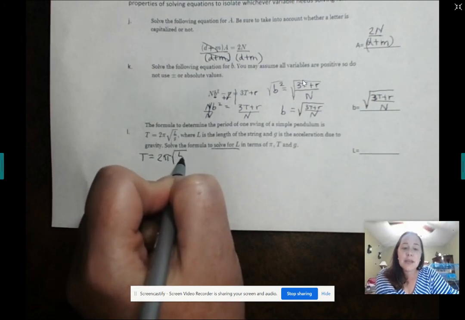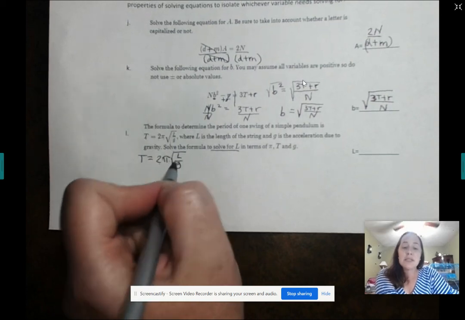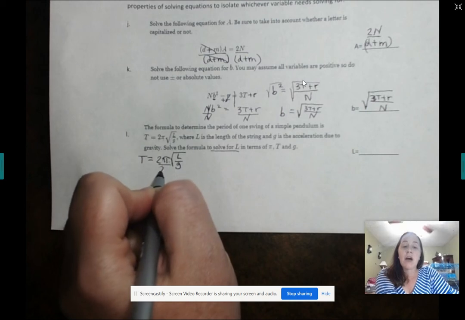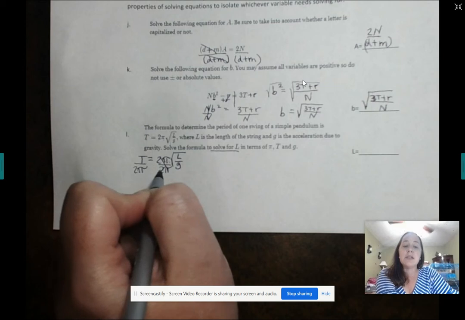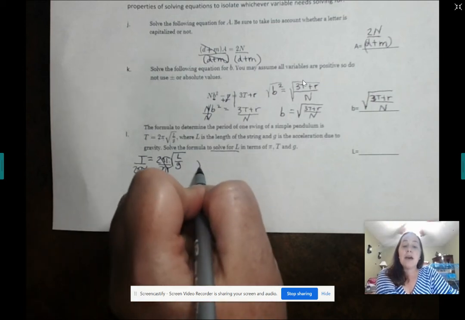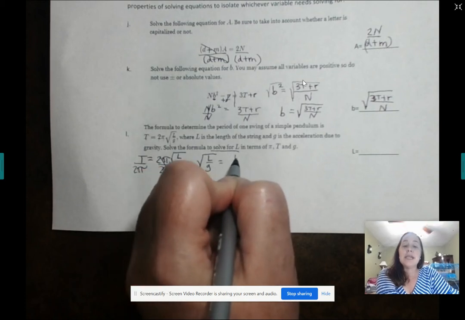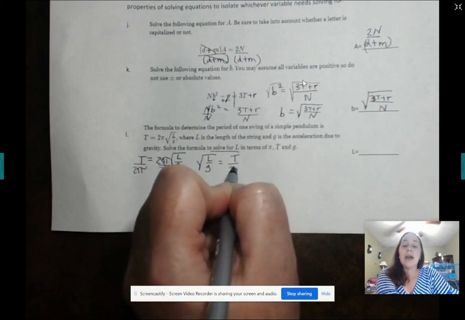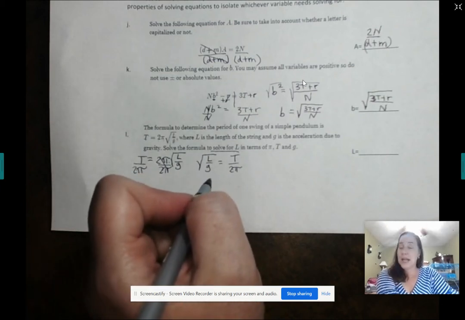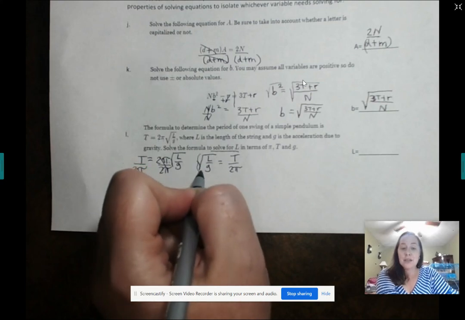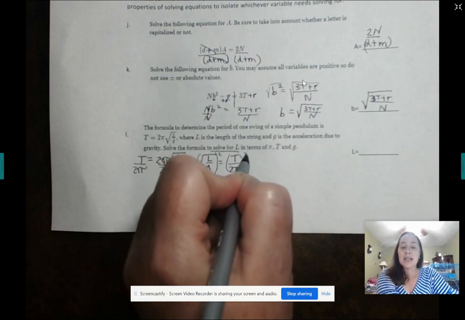Okay, so what I need to do is recognize this is 2 times pi times this square root. Let's get rid of the things that aren't attached to the L. Let's divide those away. That's multiplication, so I would undo it with division. So now I have the square root of L divided by G equals T times 2 pi. So I'm getting close to getting L by itself. L is in a square root. I can't do anything more with L until I unsquare root. The opposite of square rooting is squaring. So I'm going to square both sides.